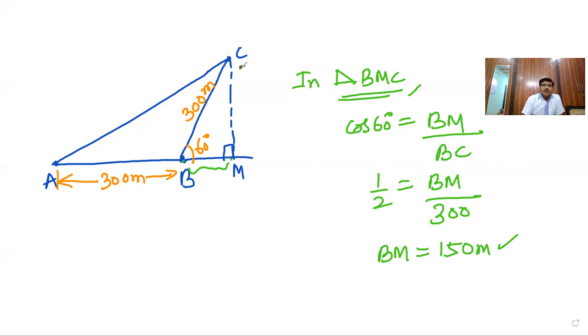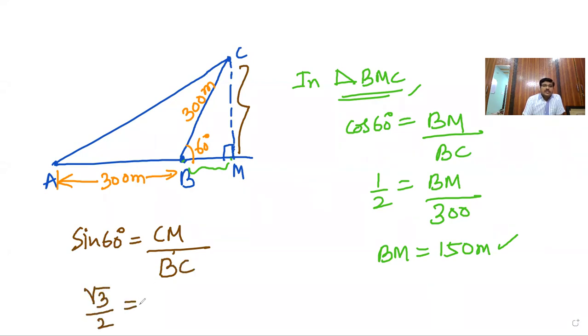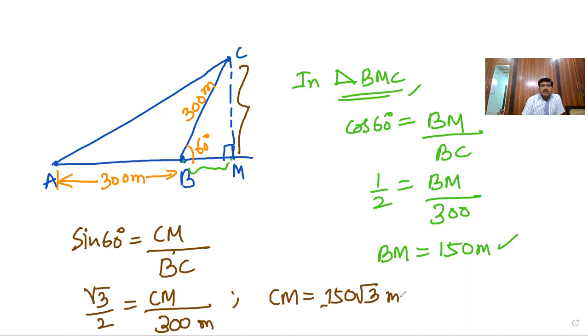Clear? Similarly, I do not know this CM also. So in the same triangle, I take sin 60: opposite side CM by the hypotenuse BC. Sin 60 is root 3 by 2. BC, the hypotenuse, is 300 meters. So CM by cross multiplication is 150 root 3. So BM we got, CM we got. BM is 150, CM is 150 root 3.